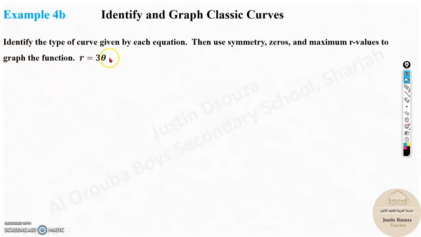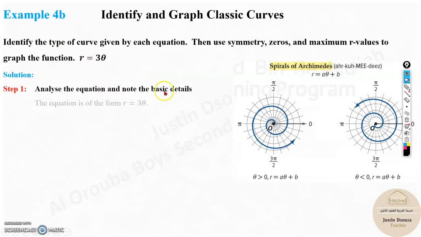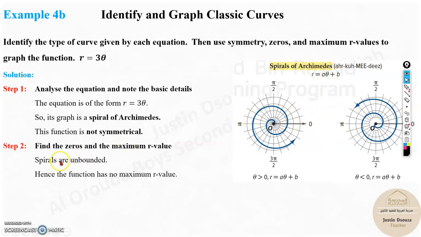Now we will do the standard form of spiral of Archimedes. Now here there are two conditions for spiral of Archimedes. Now looking at this equation, you can easily tell it's spiral of Archimedes. This is the standard form, r = a theta + b. Now the zeros and the maximum value.